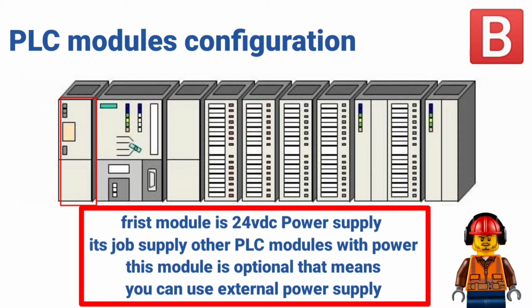First module is power supply. Its job is to supply other PLC modules with power. This module is optional. That means you can use an external power supply.